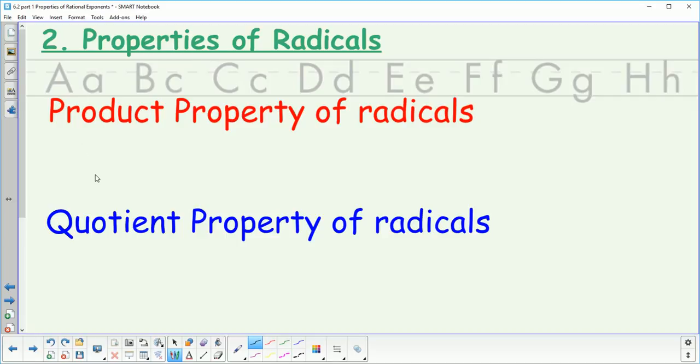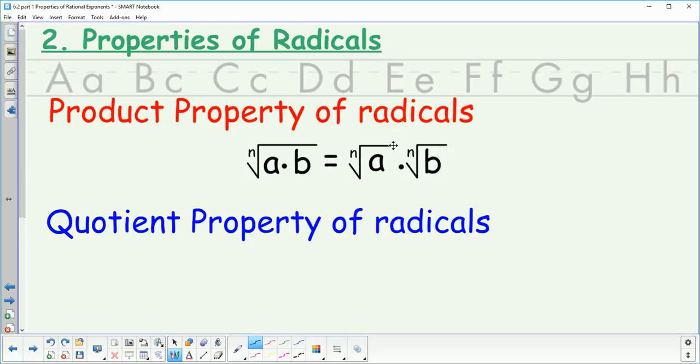So you see we have two properties of radicals here. The first one, the product property of radicals. Basically what that means is if we are multiplying two things together and we're taking that nth root that we talked about, well, sometimes it benefits us to separate those. So we get to have the nth root of A times the nth root of B.